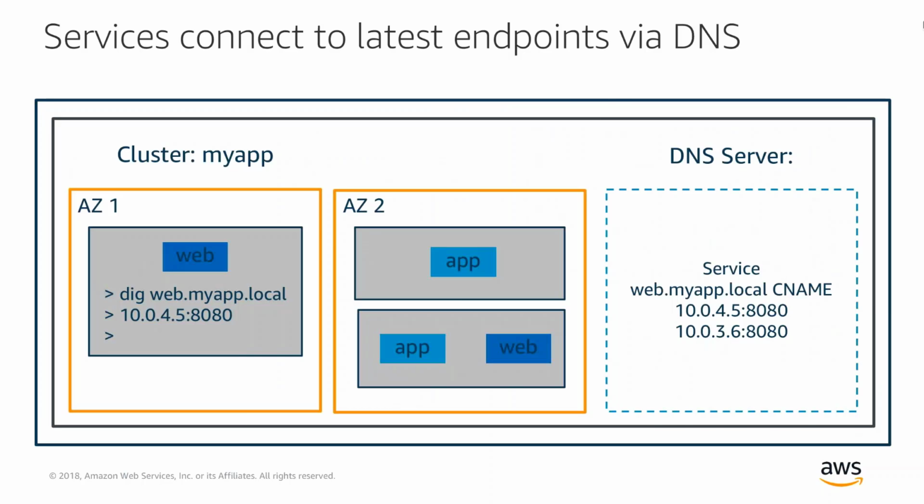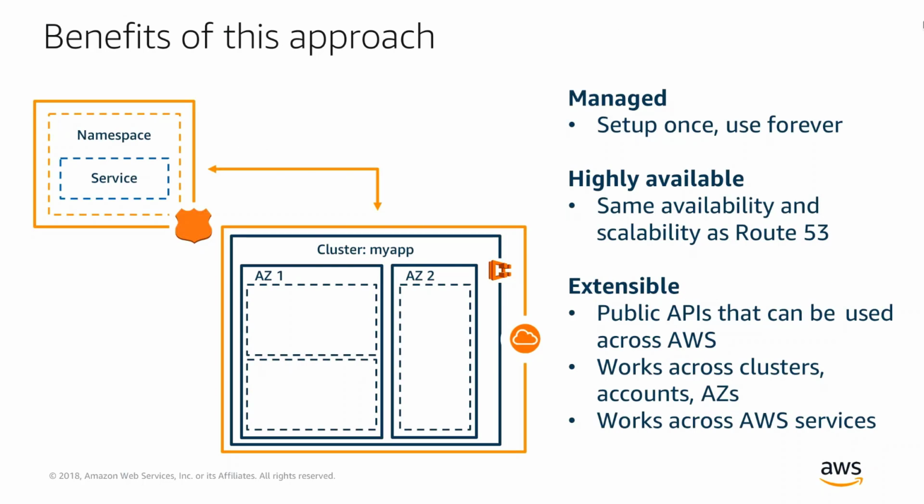Now, the main benefit of this approach is that you only have to set up once and you can use it forever. Rather than having to manage an etcd, worry about is the etcd patched, is the Consul patched, is Zookeeper patched and up to date, I can take advantage of the fact that Route 53 is always up to date, it's always secure, available, and scalable, and I don't have to manage anything once those records are in Route 53. Additionally, Route 53 is going to provide me with public APIs that I can use not only in AWS, but from outside AWS as well if I need to, using the AWS API authentication. And it works across my AWS services, across my clusters and accounts, and availability zones.